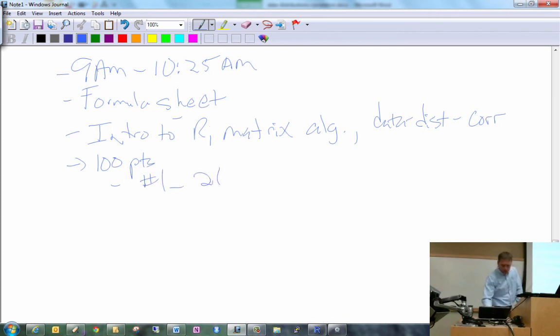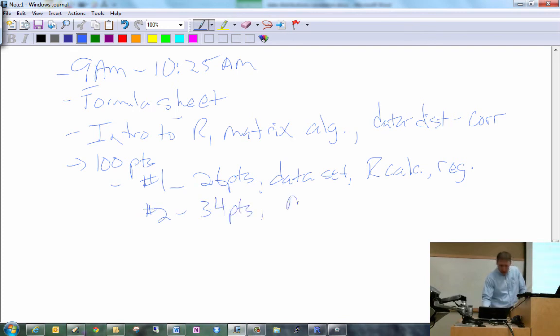Number one's worth 26 points. I'm going to give you a data set. And you're going to have to do some R calculations. And there's going to be something dealing with a regression model. Number two is worth 34 points and deals with the multivariate normal distribution.